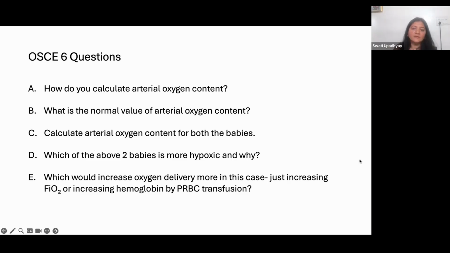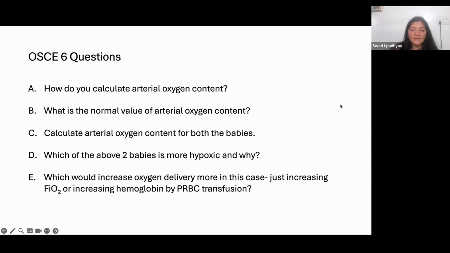Right? So what is the normal value of arterial oxygen content? Has anybody written in the chat box? So normally it is around 16 to 22 ml. Yes, I think Monica has correctly answered. Yes, it is 16 to 22 ml of oxygen per deciliter of blood. Right. Yes, Dr. Jitendra has also rightly mentioned. Dr. Gaurav, yes, it is roughly 16 to 22 ml of oxygen per deciliter of blood, right?